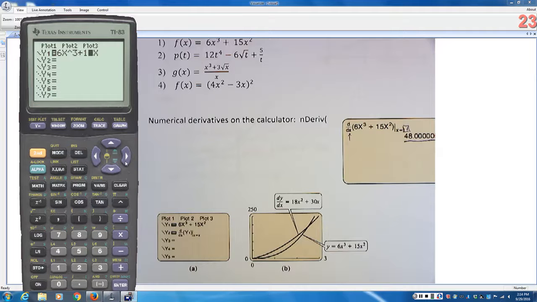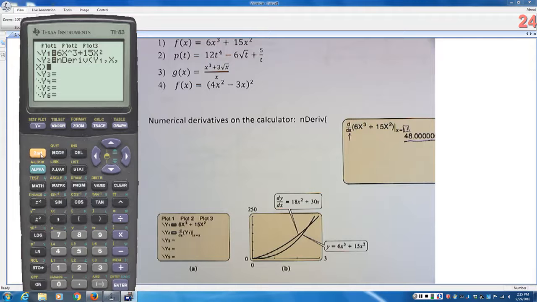Okay, so plus 15x squared. And then you can use the numerical derivative in y2 and actually show the graph and the derivative. So you just do, again, math and nDeriv. And I could retype that function, but you know what? I really don't want to. I'm just going to go vars over to y vars, choose function, and choose y1, and that way I don't have to type that. And then comma, x, and it'll evaluate the derivative for any number you want.